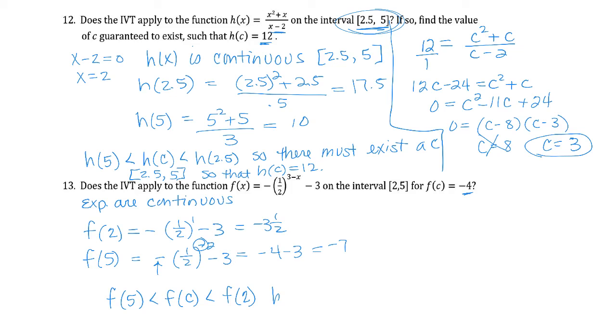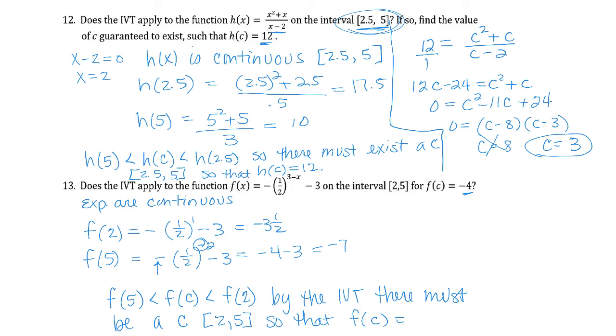And so by the intermediate value theorem, there must be a c inside the interval from 2 to 5, so that f at c is negative 4.